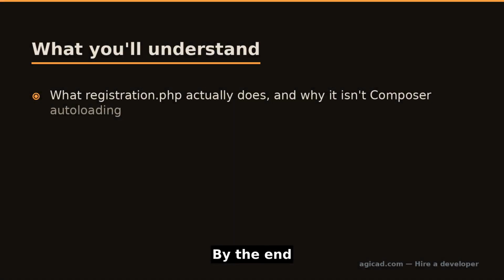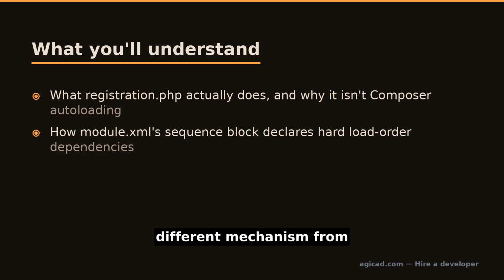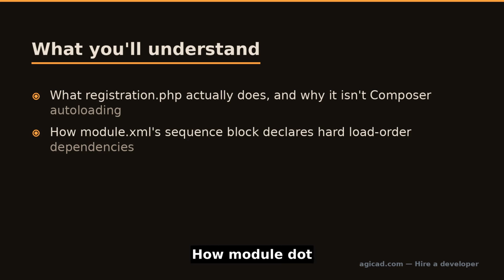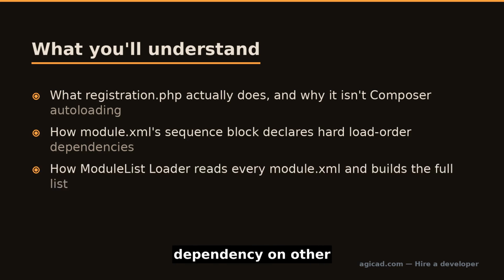By the end of this part, 5 things should click. What registration.php actually does at the PHP level, and why that's a different mechanism from Composer's own autoloading. How the module.xml sequence block declares a hard load order dependency on other modules.